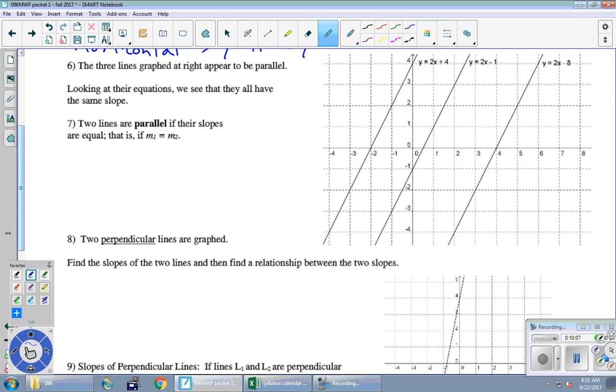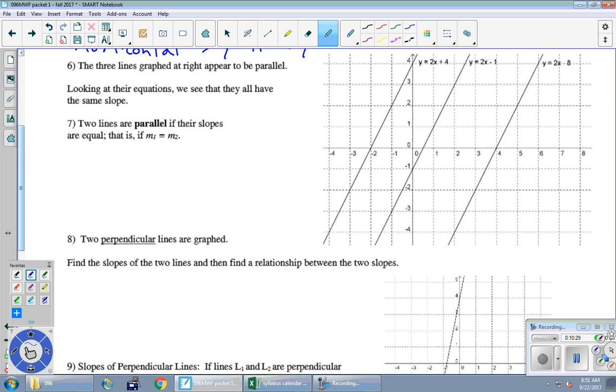Looks like they're parallel, doesn't it? Yeah. And it's probably hard to read the equations of the lines on your paper, but if you look up here, we can read them okay. So y equals 2x plus 4, y equals 2x minus 1, and y equals 2x minus 8. And what's the same in all three of those equations is the slope, right? The slope of all three of these is that 2 right in front of the x.